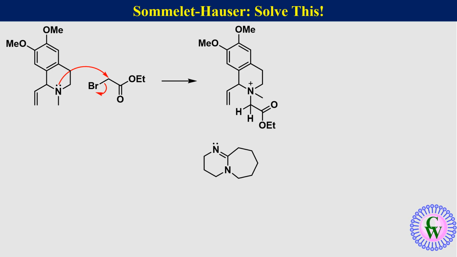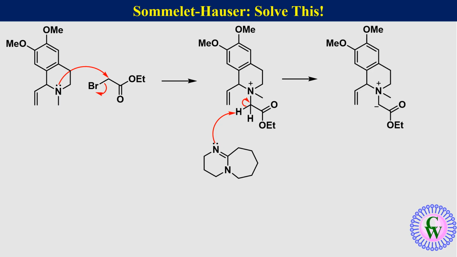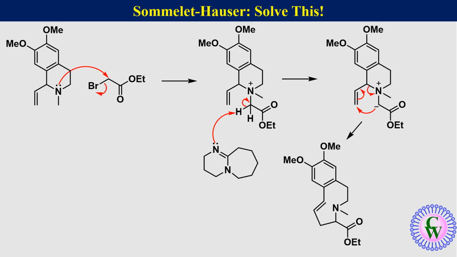DBU is a base and abstracts one of the two hydrogens like this to produce this ammonium ylide, which undergoes 2,3 sigmatropic rearrangement to produce this bicyclic compound with trans-alkene as the major product.